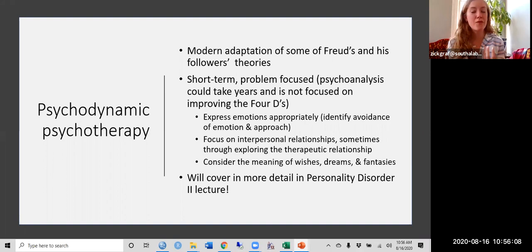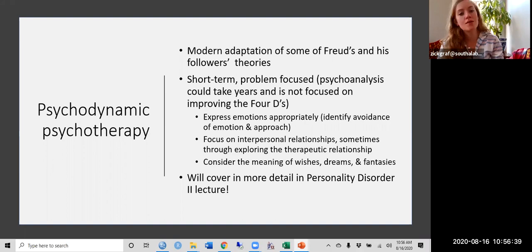The idea behind psychodynamic psychotherapy is that a lot of distress is caused by suppressing emotions or not properly allowing yourself to feel emotions. There's also a focus on interpersonal relationships. Freud observed that relationships during development were really important, and that's true. So psychodynamic psychotherapy focuses on improving how people relate to other people in their life. Sometimes they do this by using as an example how the patient relates to the therapist.